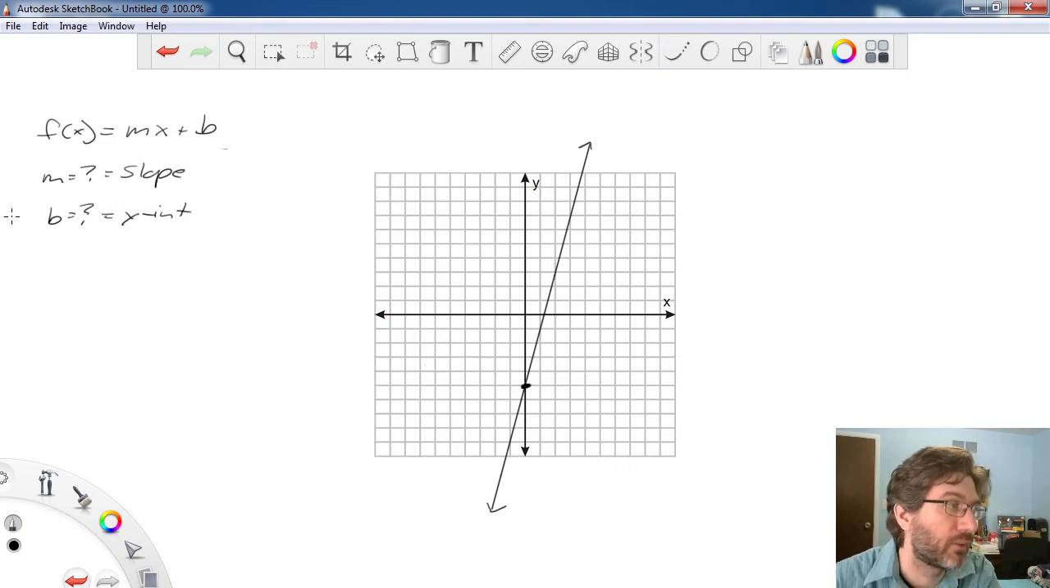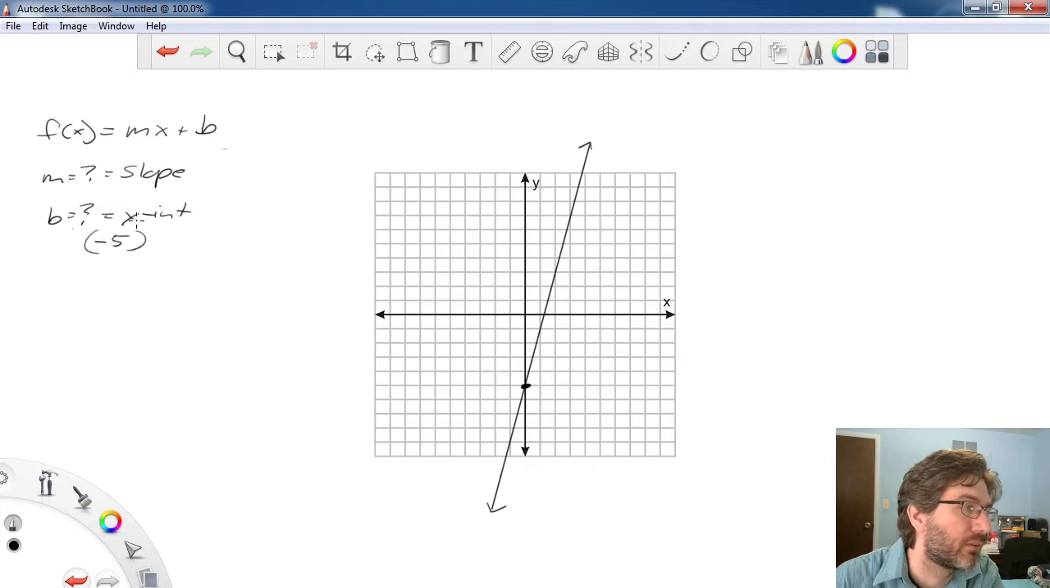So what are the coordinates of that point? Well, that point is 0 on the x, like what we want, and y would be negative 1, 2, 3, 4, 5. So b, your y-intercept, is going to be negative 5. So this value here is negative 5 on here. So that was pretty easy.